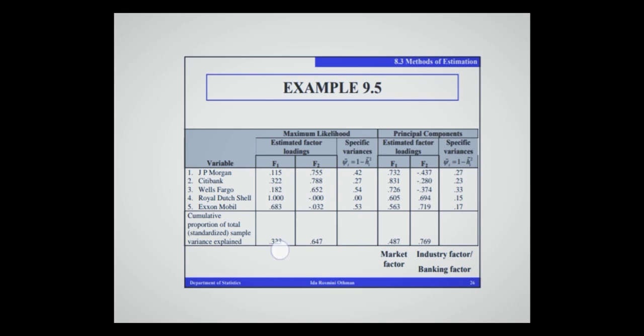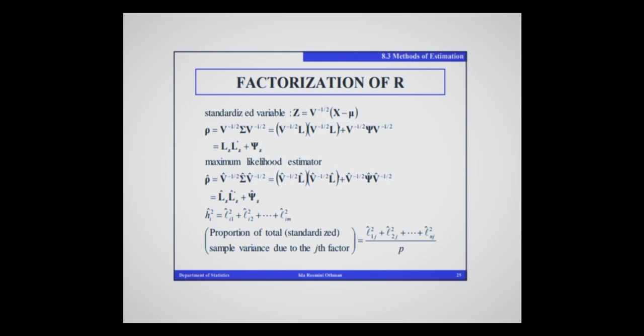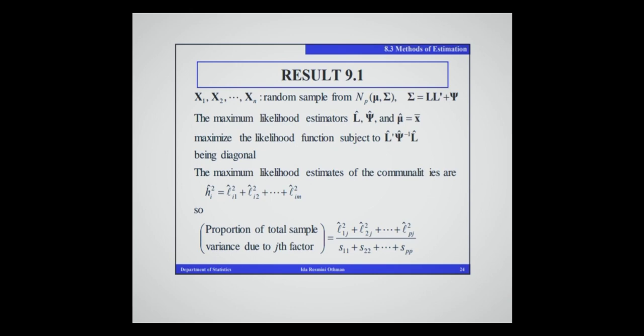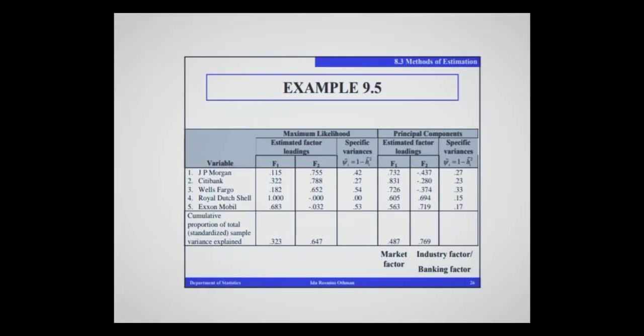Okay, and then these two are also the same, which is the total. Here they use the total standardized because they use the R value, the correlation. So here the formula is the sum of l_ij squared divided by p. Because we use standardized, or use R, we have to divide by p. If you use big sigma, you divide by s. Okay, so you will get this result.